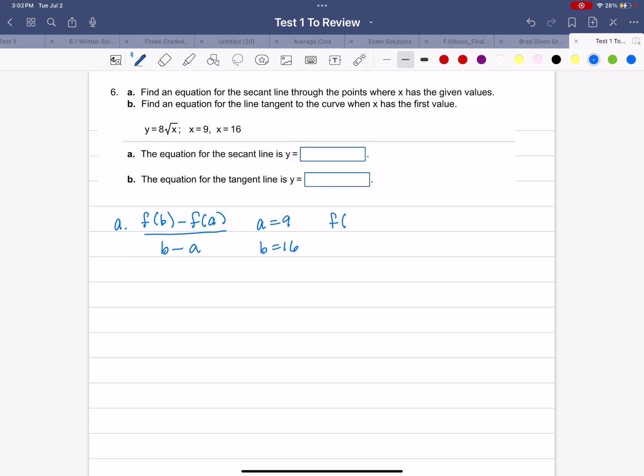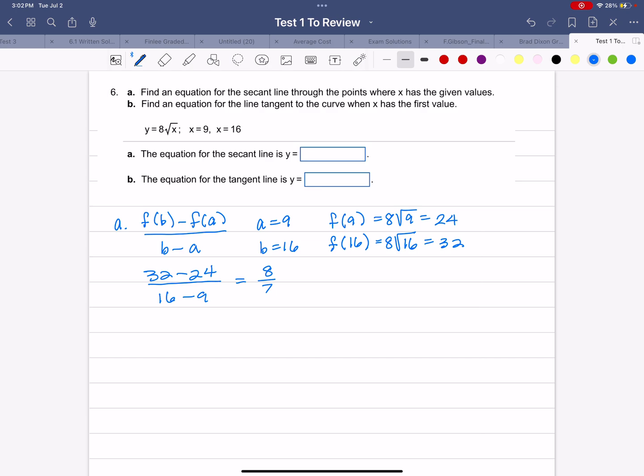So f of 9 is 8 times the square root of 9, which is 24. 8 times 3 is 24. f of 16 is 8 times the square root of 16, which is 32. The square root of 16 is 4. 8 times 4 is 32. So f of b would be 32, f of a 24. Subtract those, and 16 minus 9 is my denominator. So I do get a fraction of 8/7.